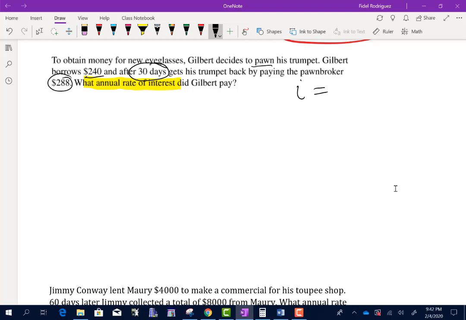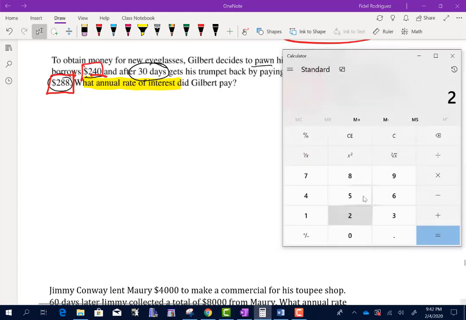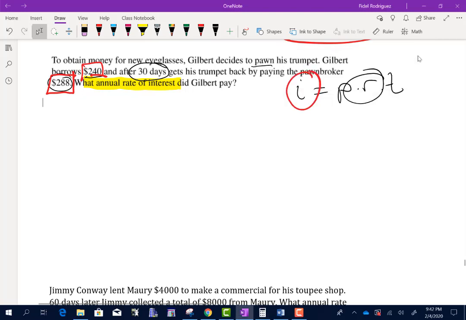Okay, so this problem is similar to the one we did before, in that we are looking for this number. The first thing we need to figure out is what is the I in this case. So think about how much money he borrowed. He borrowed $240, and he paid back $288. So in order for me to find my interest, I need to subtract those two numbers, 288 minus 240. So he paid $48 in interest. So my interest number is going to be $48, right? That's how much more we paid.